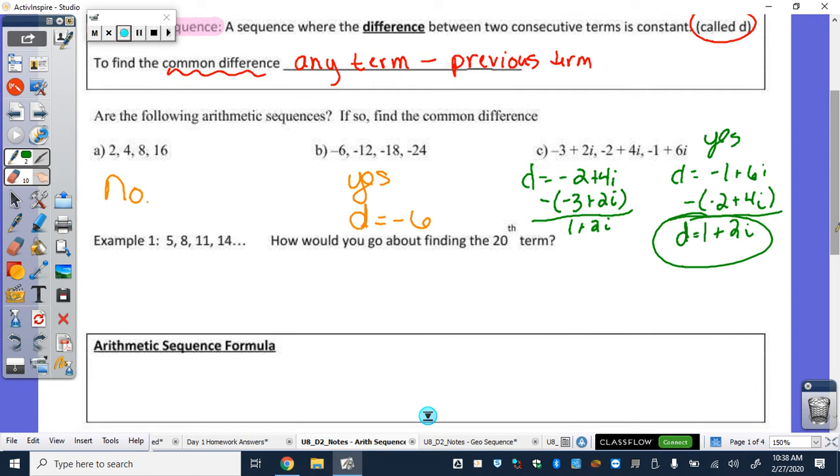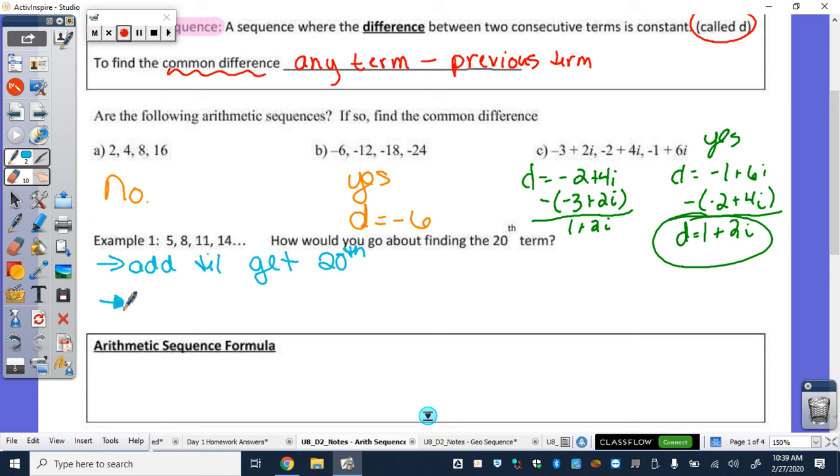So if we have the example 5, 8, 11, 14, how could we go about finding the 20th term? One way is you could add till you get to the 20th. You could just sit there and keep adding your common difference, which in this case would be a 3. Keep adding 3 until you get to your 20th term. That's one way you could do it. Although if they had asked me for my 50th term, I would not want to sit there and keep adding until I got to my 50th term.